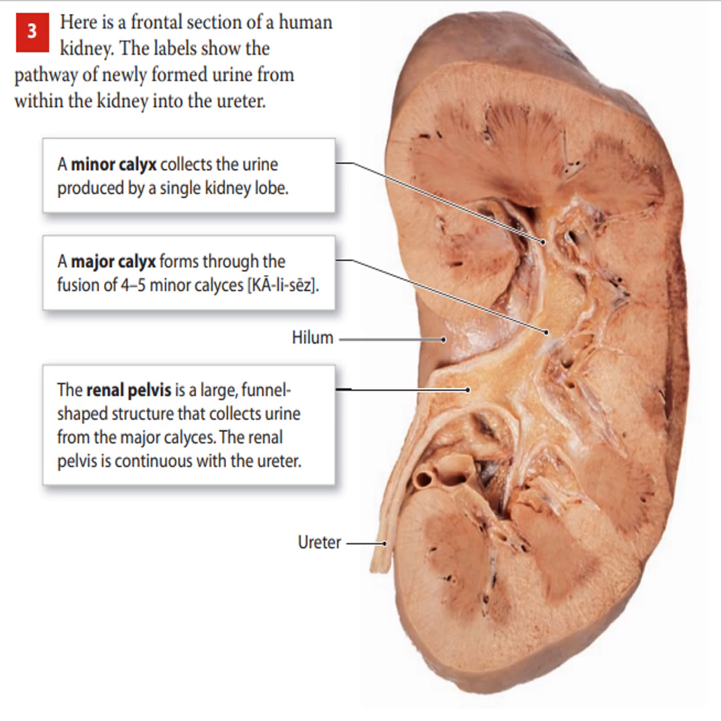Here is a frontal section of the human kidney, which shows the pathway of newly formed urine from within the kidney into the ureter. So, as the urine gets formed, it enters the renal papilla through the papillary duct. The filtrate is now called the urine.